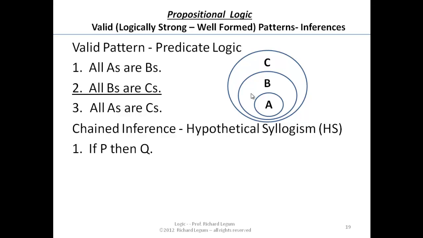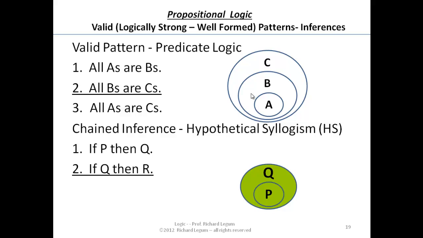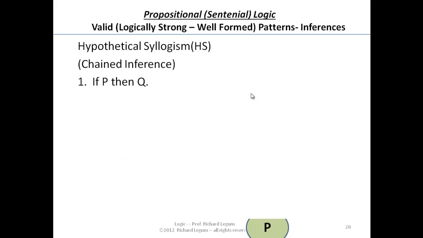So if P, then Q. So all times P is true, Q is true. If Q, then R. So that means all times when Q is true, R is also true. So we need a bigger circle around R. Therefore, if P, then R. Looks like a good inference, is a good inference. Makes sense. Let's just chain together if-thens, conditionals.